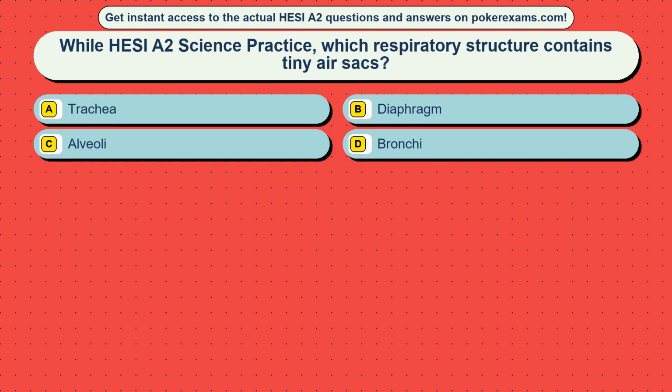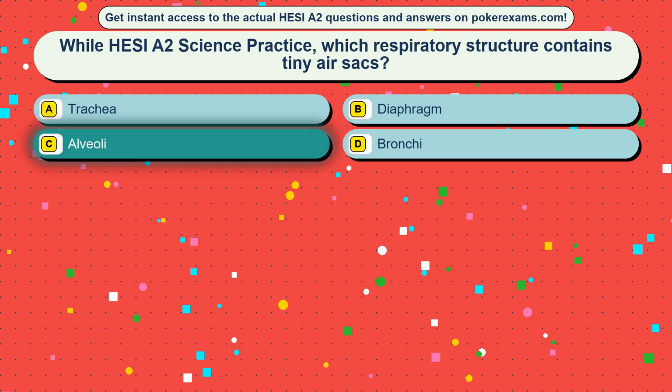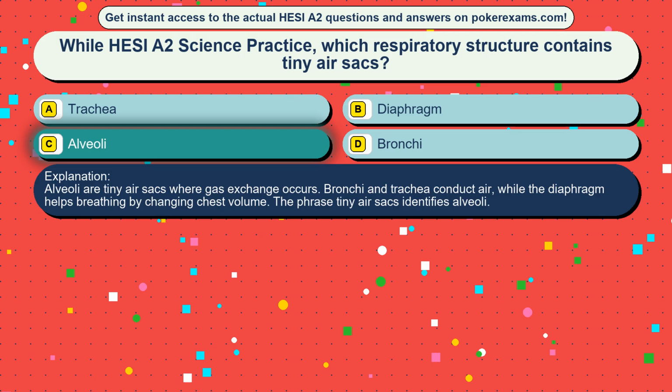Question 7. While HESI A2 Science Practice, which respiratory structure contains tiny air sacs? Option A, trachea. Option B, diaphragm. Option C, alveoli. Option D, bronchi. The correct answer is option C, alveoli. Alveoli are tiny air sacs where gas exchange occurs. Bronchi and trachea conduct air, while the diaphragm helps breathing by changing chest volume. The phrase tiny air sacs identifies alveoli.